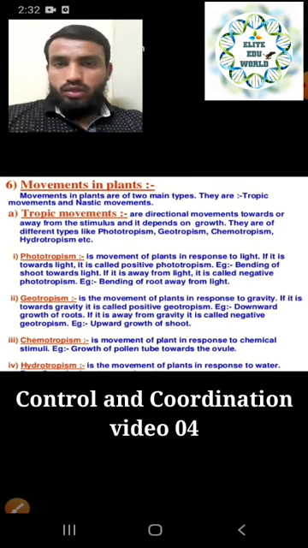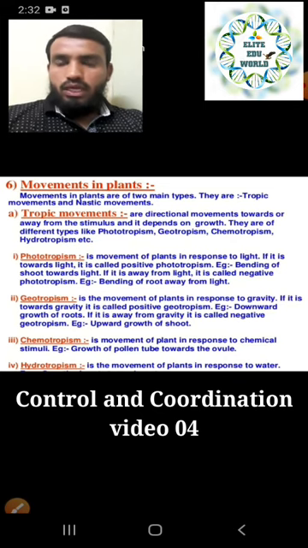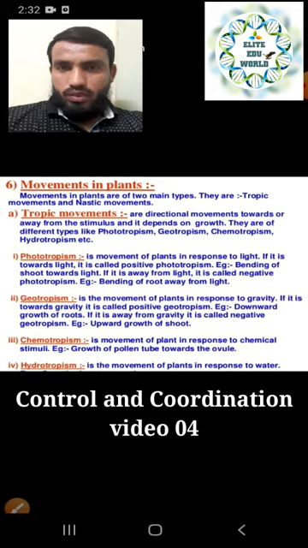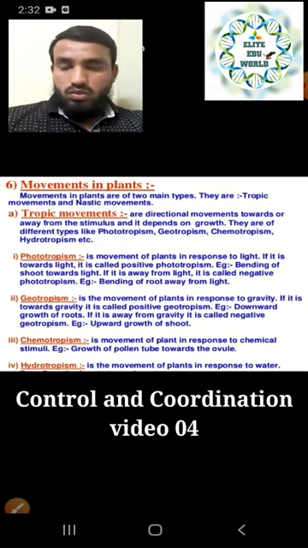It depends on growth, affecting where the plant is growing more. So they are of different types. When we are talking about the growth of the plant in the tropic movement, towards the stimuli or away from the stimuli, that is again divided into 4 types: phototropism, geotropism, chemotropism, hydrotropism. These are the movements related to the growth, which part of the plant is growing in which direction. So number 1, we will see phototropism.